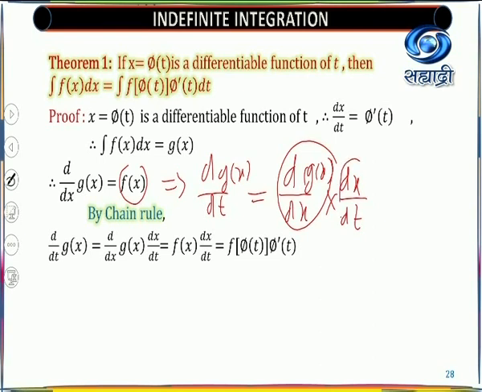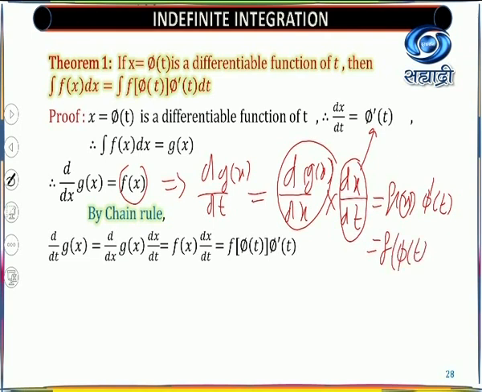We'll replace that value, and dx by dt is nothing but phi dash of t. So you will get this as f(x) phi dash of t. Now again, what is next? You don't want this x, you want that in terms of t. So what will you write? f of, it is given to you, x is phi of t. So you will get f of phi of t, phi dash of t.